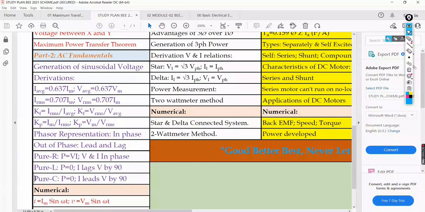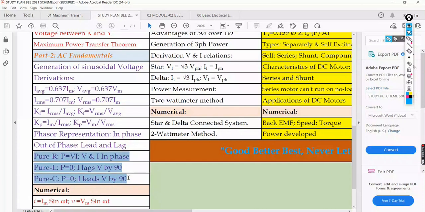Then with respect to the pure capacitance, what is the relationship between the current and voltage? In case of pure capacitance, current will lead the voltage by 90 degrees. Then what happens with respect to the power factor? Cos 90 is how much? It is 0. If the power factor is 0, then what is the power consumed by the capacitor? It is 0, always. That you have to remember. This derivation with respect to these three is most important from the examination point of view.